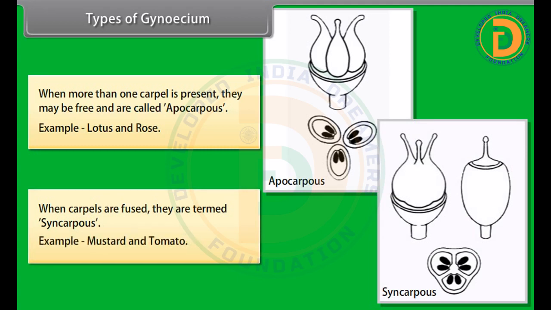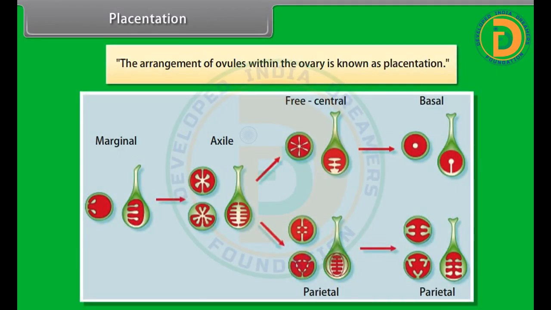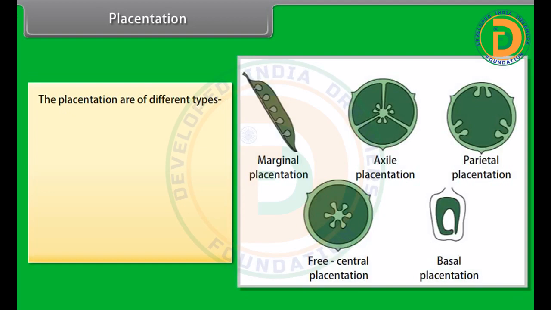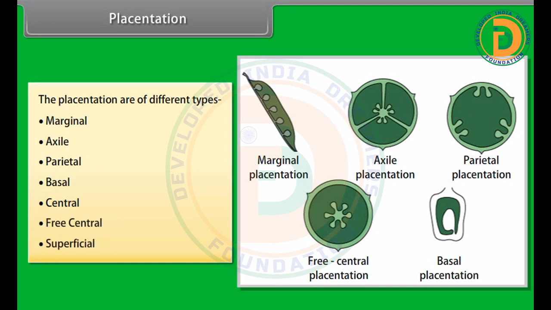Example, mustard and tomato. Placentation. The arrangement of ovules within the ovary is known as placentation. The placentation is of different types: marginal, axile, parietal, basal, central, free central, superficial.